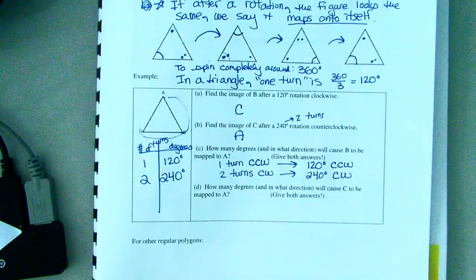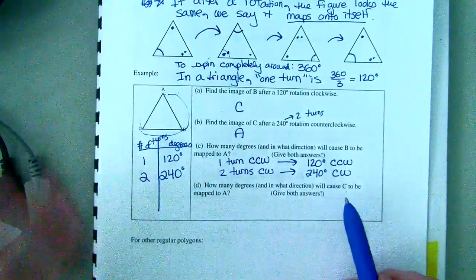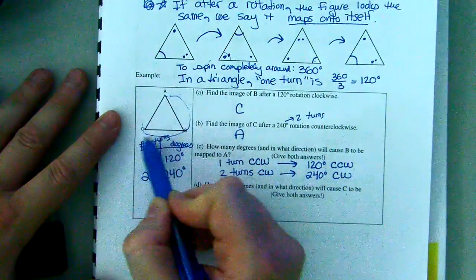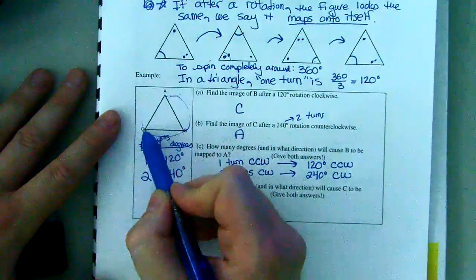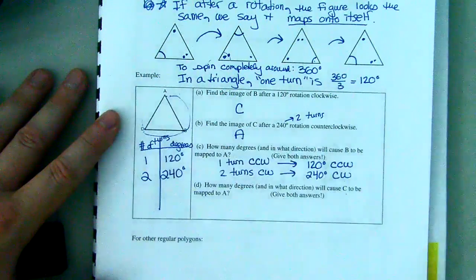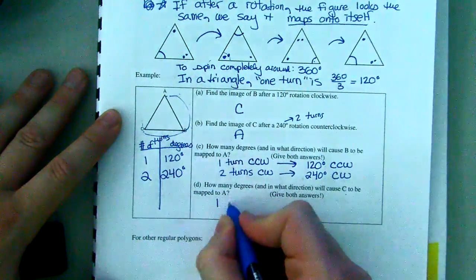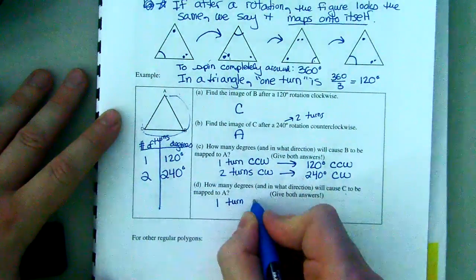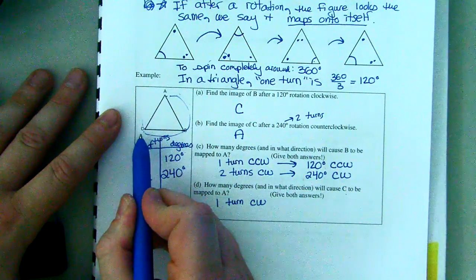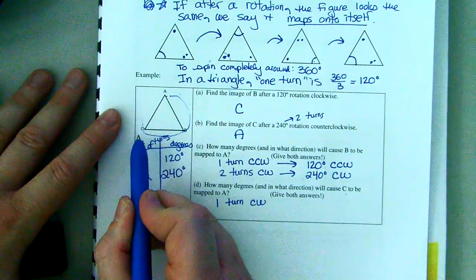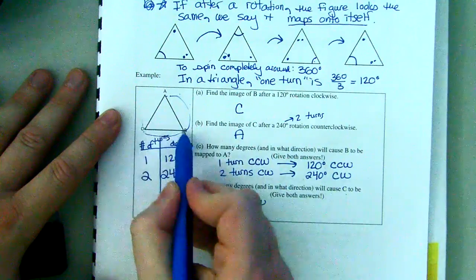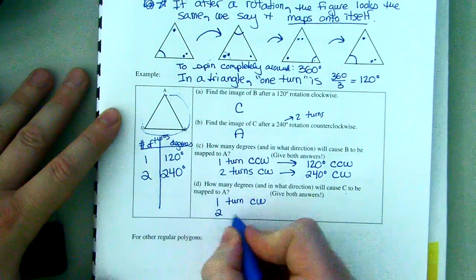Next, I want C to end up where A is. If you're going clockwise, if you're going in this direction, Tyler, how many turns will it take for C to end up where the A is? One. I'm going to say one turn clockwise. Chase, what about if we went the other way? Two turns counterclockwise.